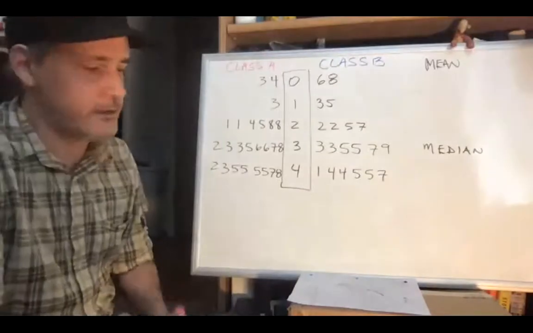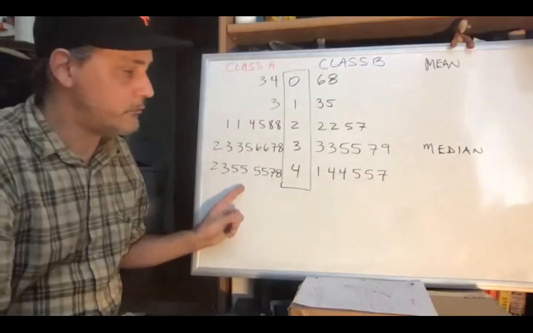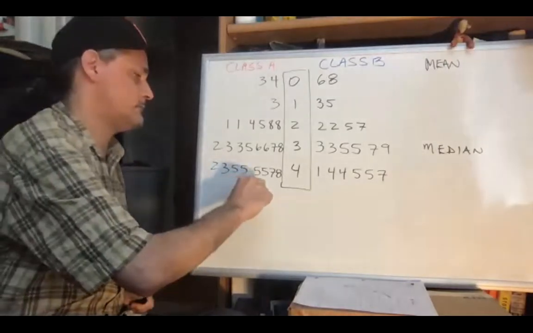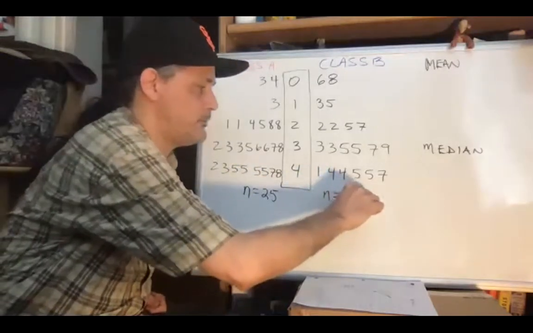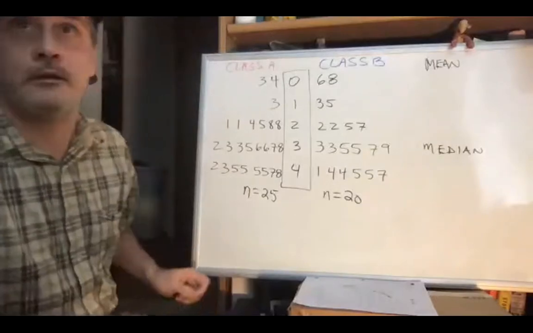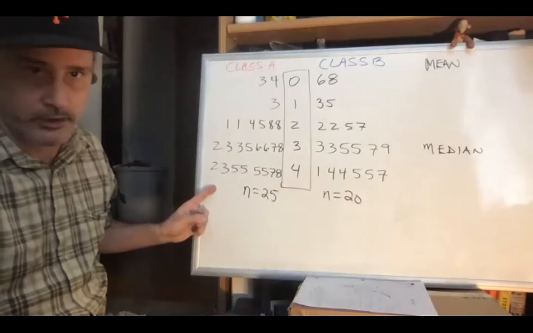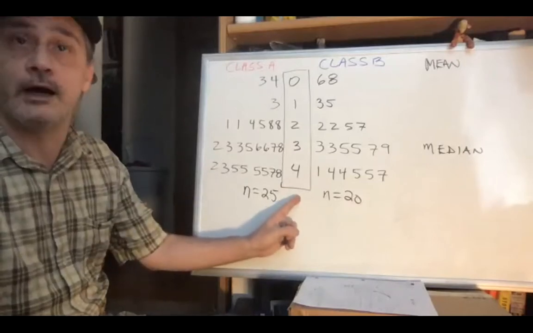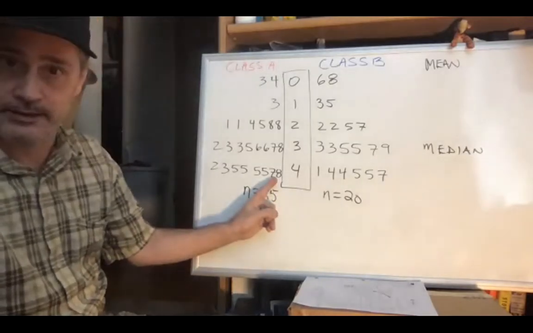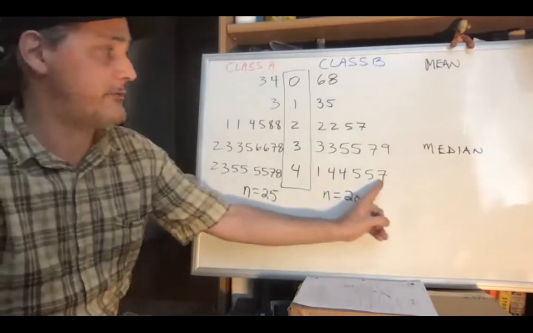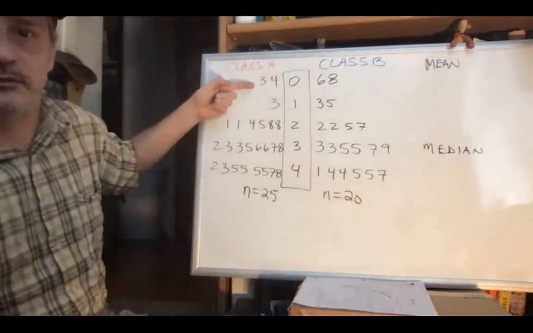Okay, so first thing you have to do is count how many numbers there are. Over here there were 25 numbers, and over here there were 20 numbers. So these are two different classes. And this was a 50-point test. So notice no one got 50. No one got a perfect score because there were no 5s in the tens digits. So the highest score in class A would have been 48, whereas the highest score in class B would have been 47. And notice no one got a 0. Hey, that's good.